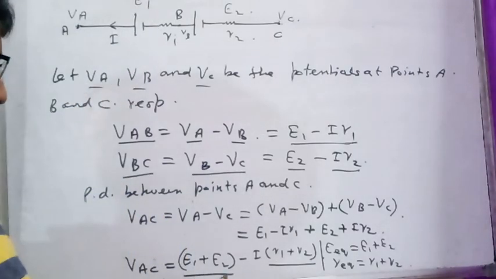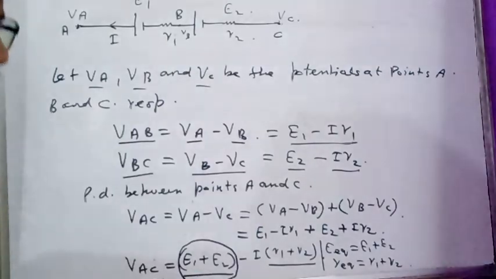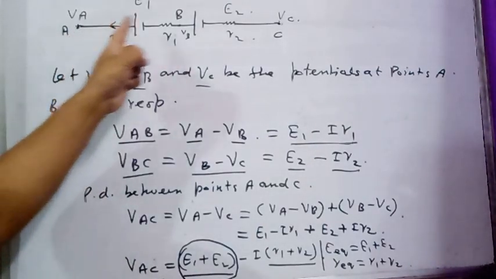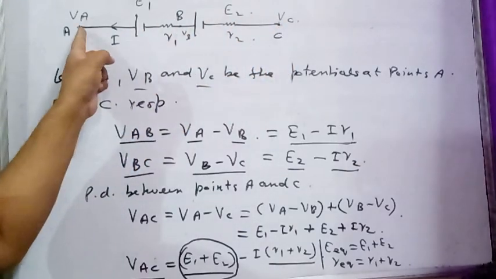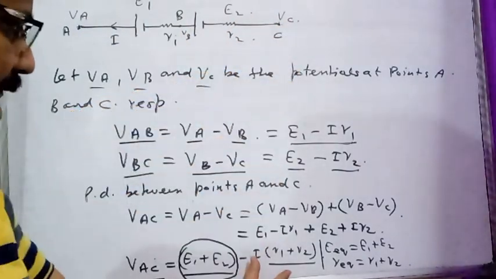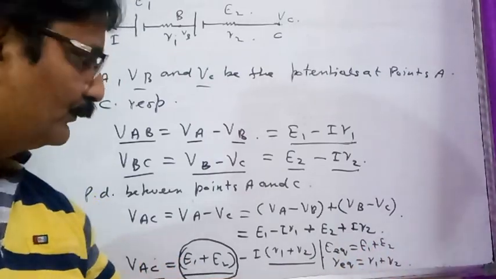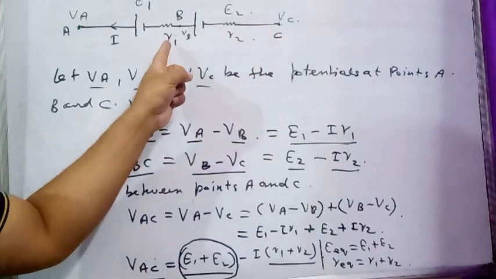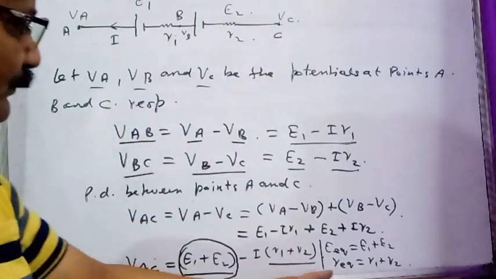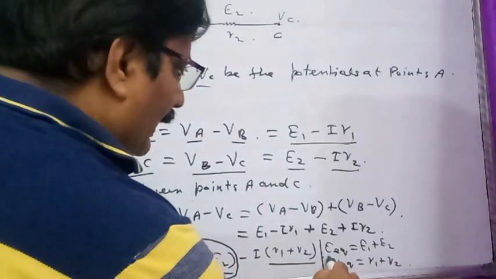Here you can see E1 plus E2 is coming in the place of equivalent EMF between points A and C, and E equivalent can be written as E1 plus E2. Similarly, equivalent resistance between these two points is R1 plus R2. So R equivalent is going to be R1 plus R2.